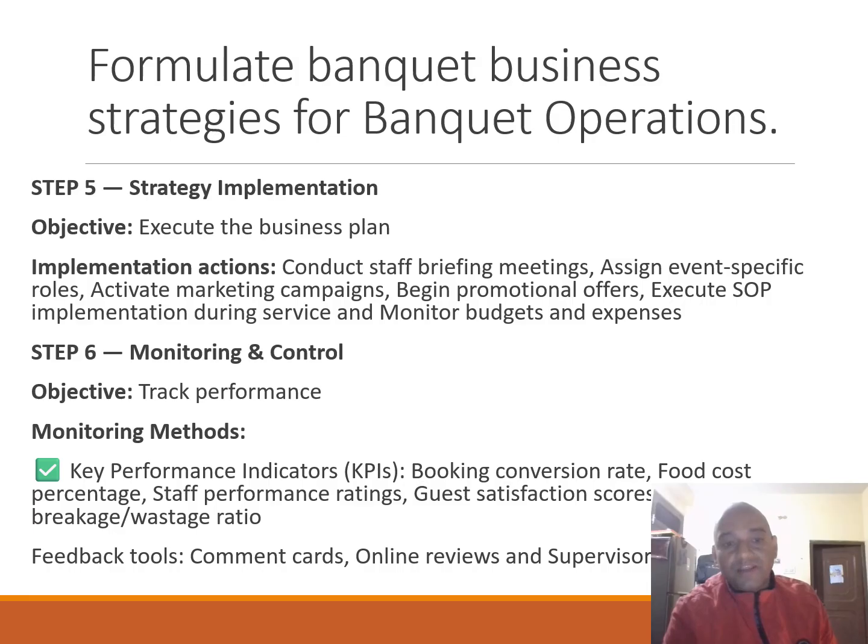Step 6 we are coming to is monitor and control. The objective of that is to track performance. Monitoring methods, we should keep key performance indicators: booking conversion rate, food cost percentage, staff performance rating, guest satisfaction score, etc. Feedback tools may be the feedback from the guest we can take from comment cards, online reviews, the supervisors can talk to the guest, etc.